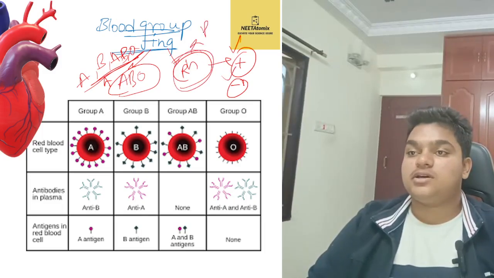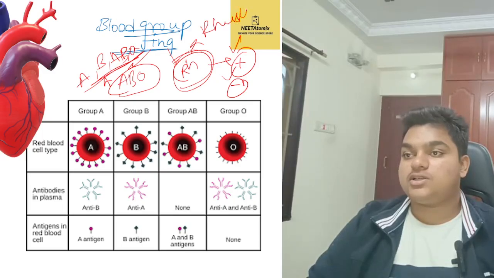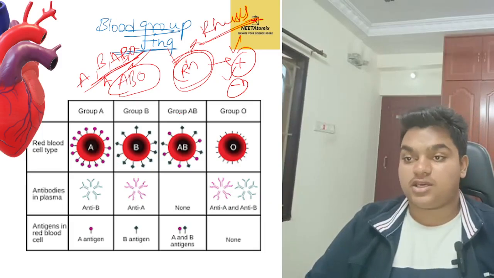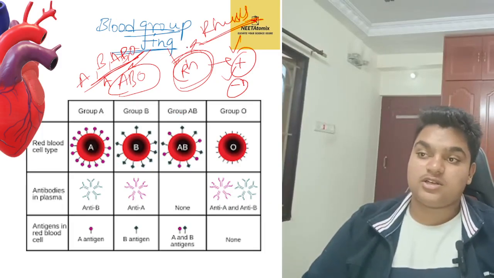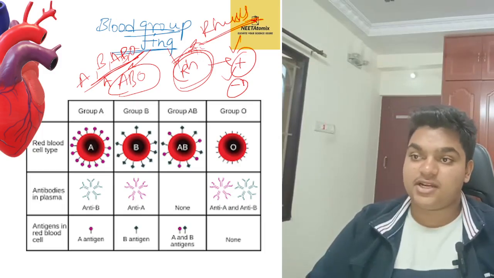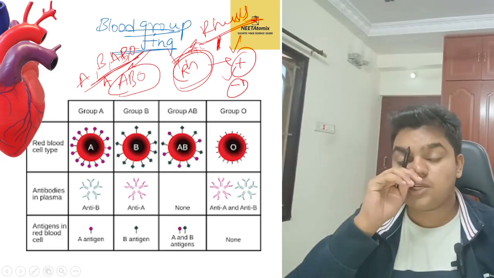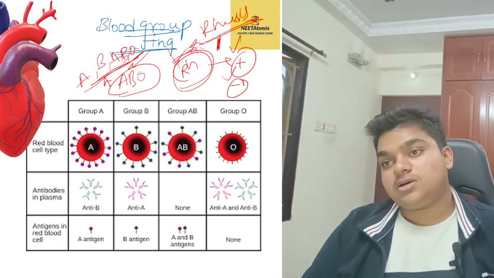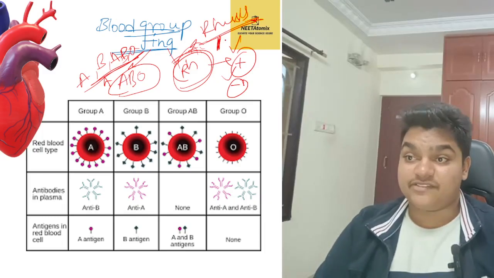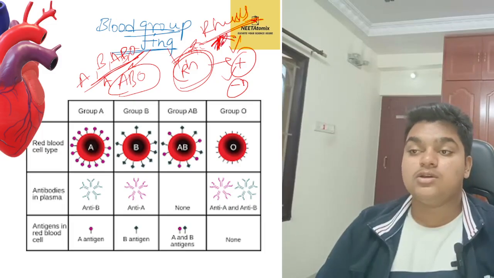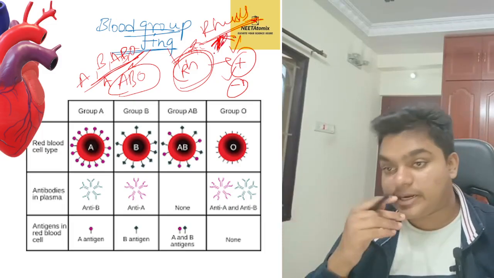RH means rhesus. Why is it called that? Because it was first discovered in the rhesus monkey. There is a monkey which is identified genetically as rhesus, which is very close to humans, and in that monkey this RH blood grouping was discovered, and later it was discovered in humans also. That is why we have named it the RH type of blood grouping.